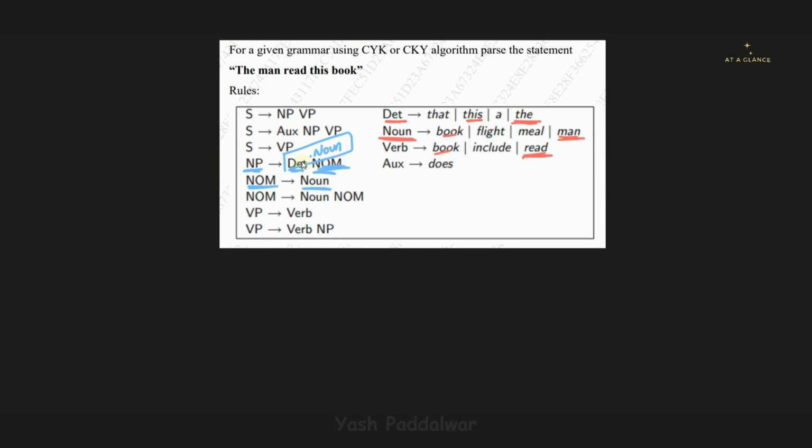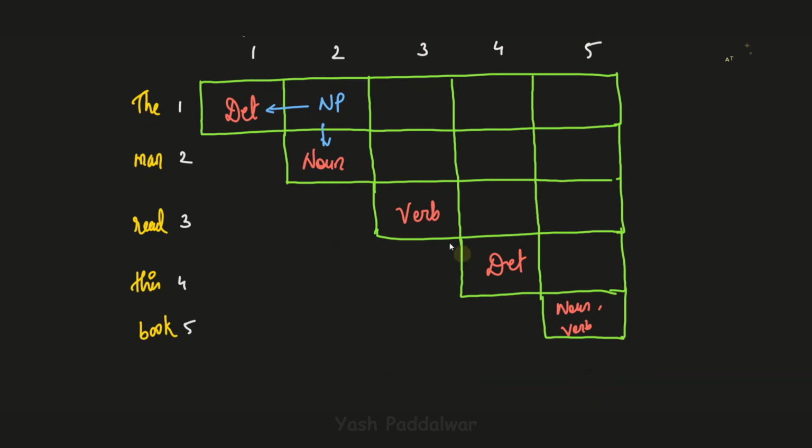So that is why determiner and noun are coming together, but determiner and verb is not anywhere present. So hence these two won't be combined. Now let's move further. Let's try to combine these two.